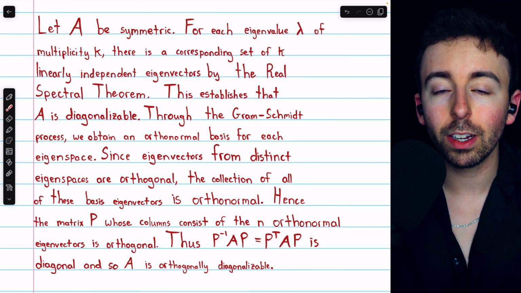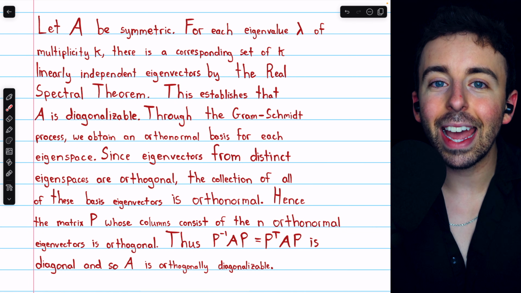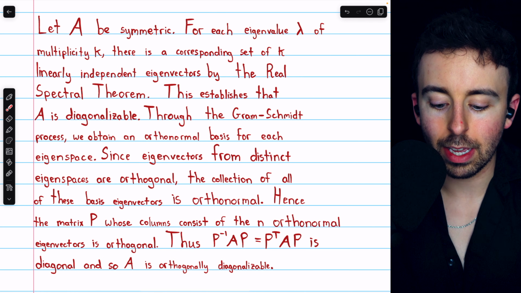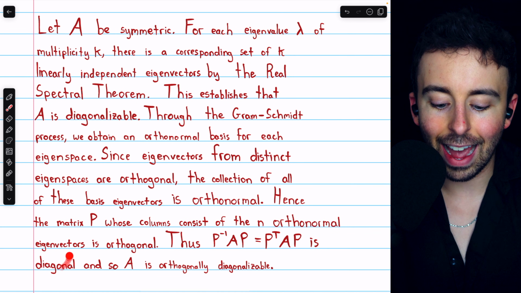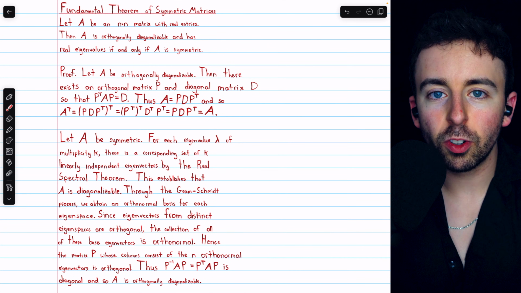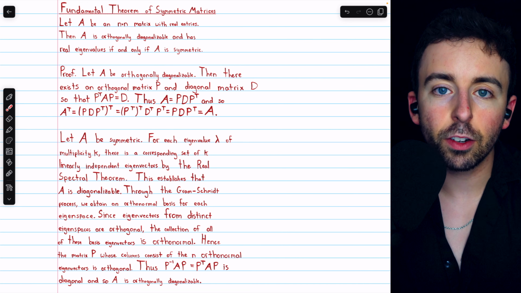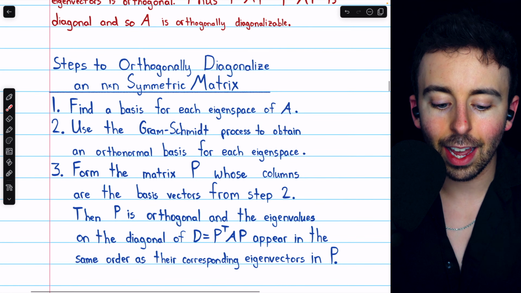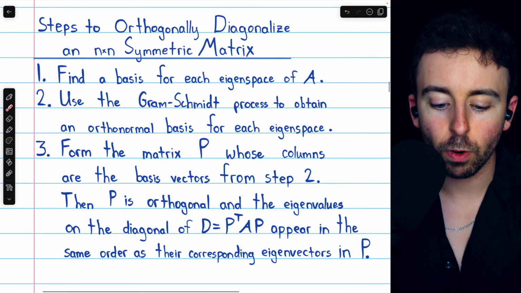It's an orthogonal matrix that diagonalizes A, so A is orthogonally diagonalizable. And of course, we have that P inverse AP, which is the same as P transpose AP, is a diagonal matrix. That establishes the theorem, and from the second direction of this proof, we see the steps to orthogonally diagonalize an n by n symmetric matrix.